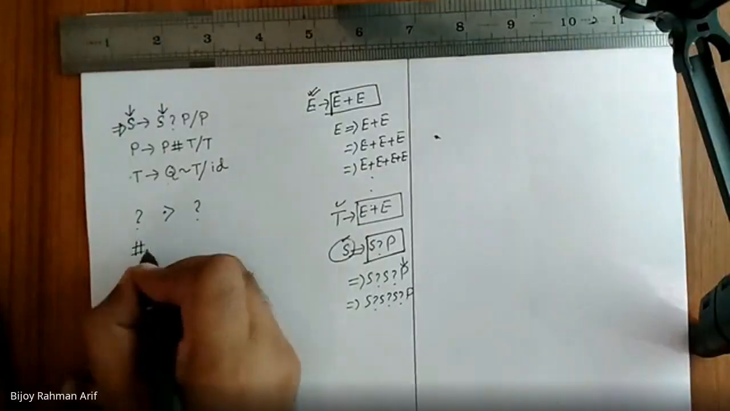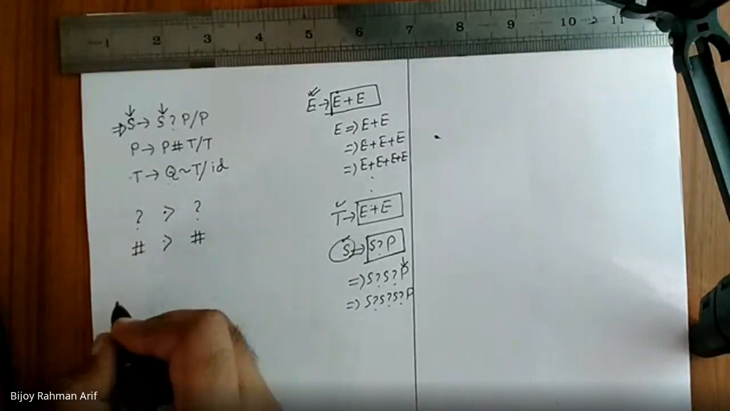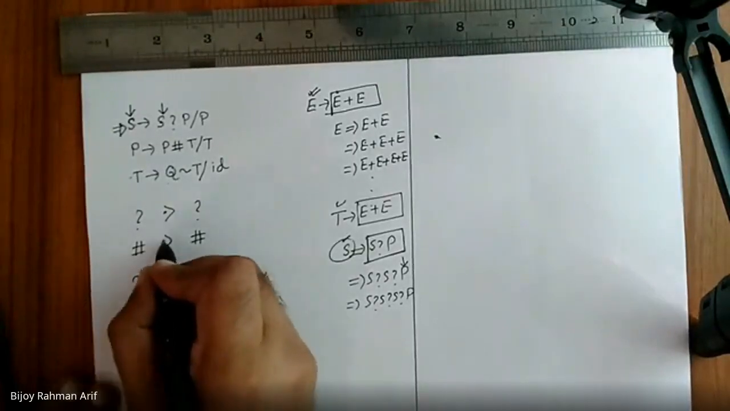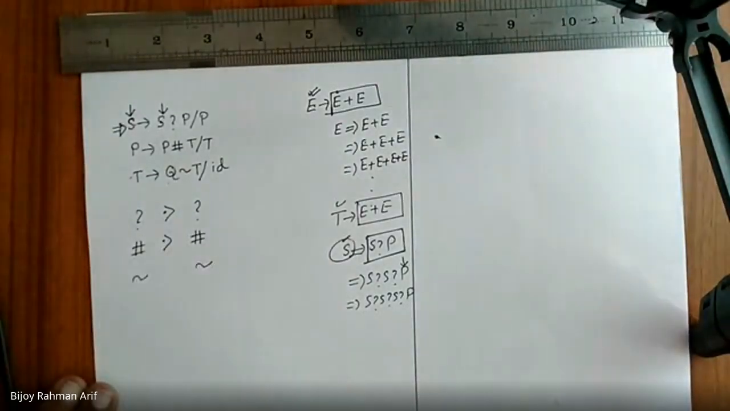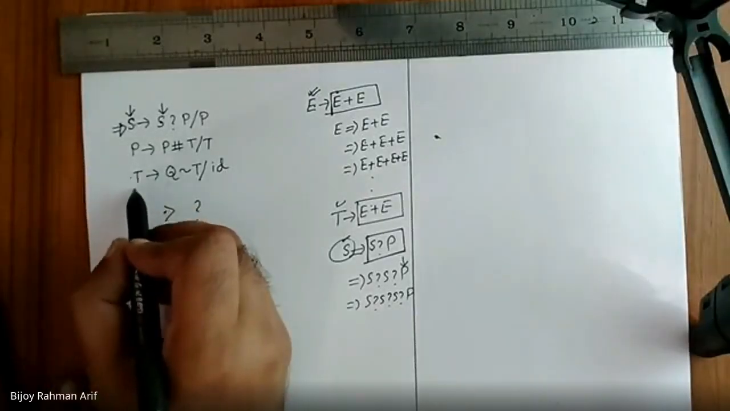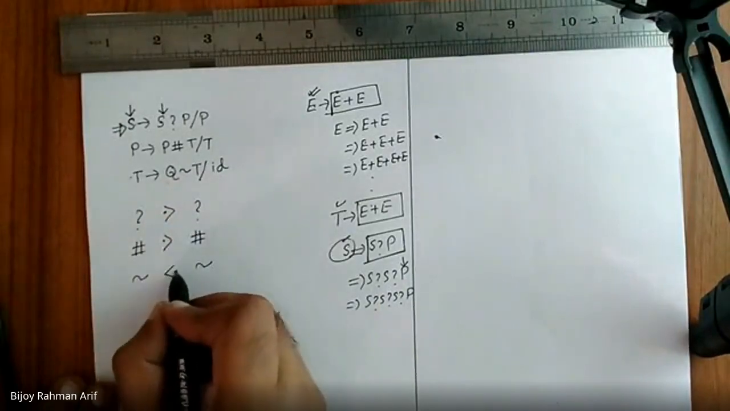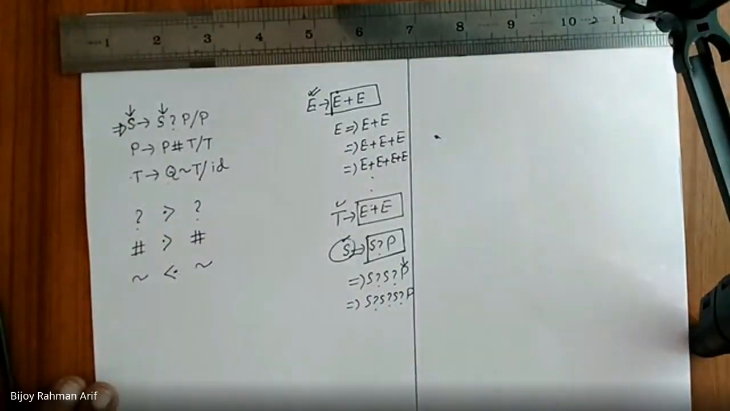Now let's take hash. Hash and hash. Which one has higher precedence? The left one. Now let's take wiggle and wiggle. Which one has higher precedence? Right. Because the recursive term here on the left side is T, and the recursive term is on the rightmost position. So the right one has higher precedence. Is it clear to you guys?